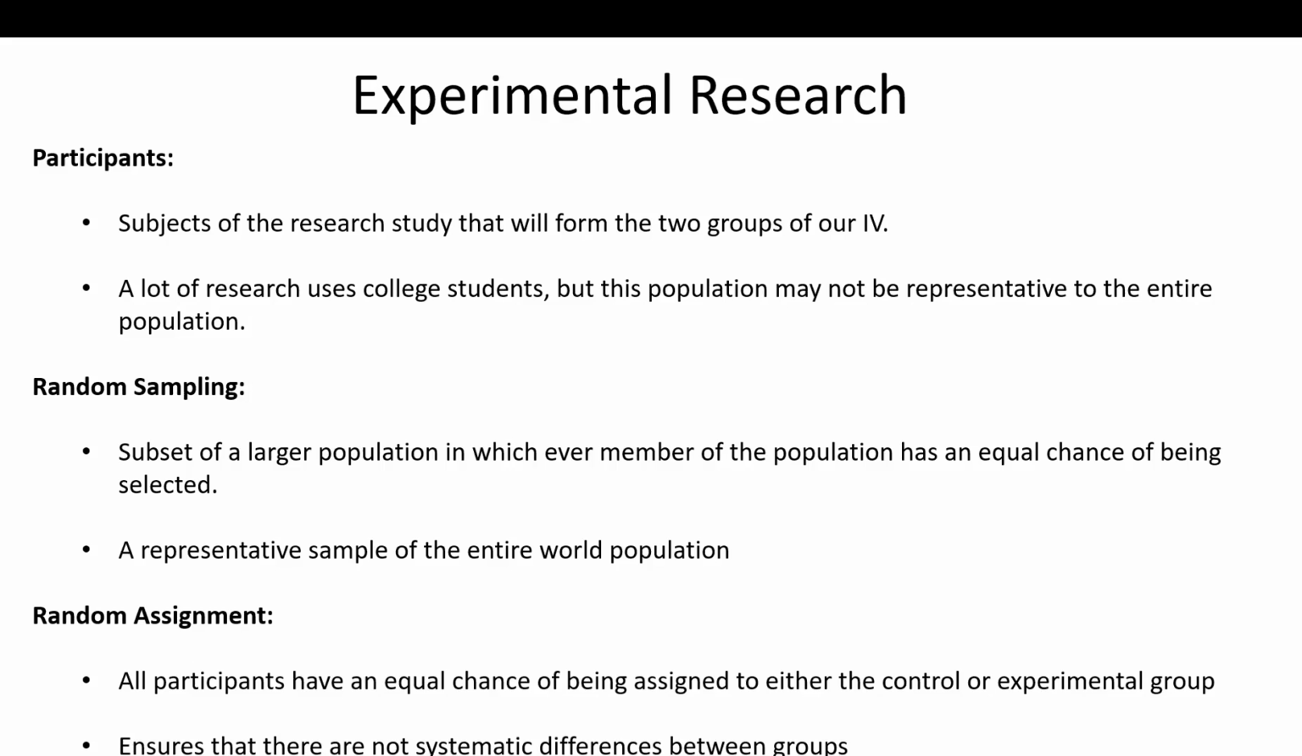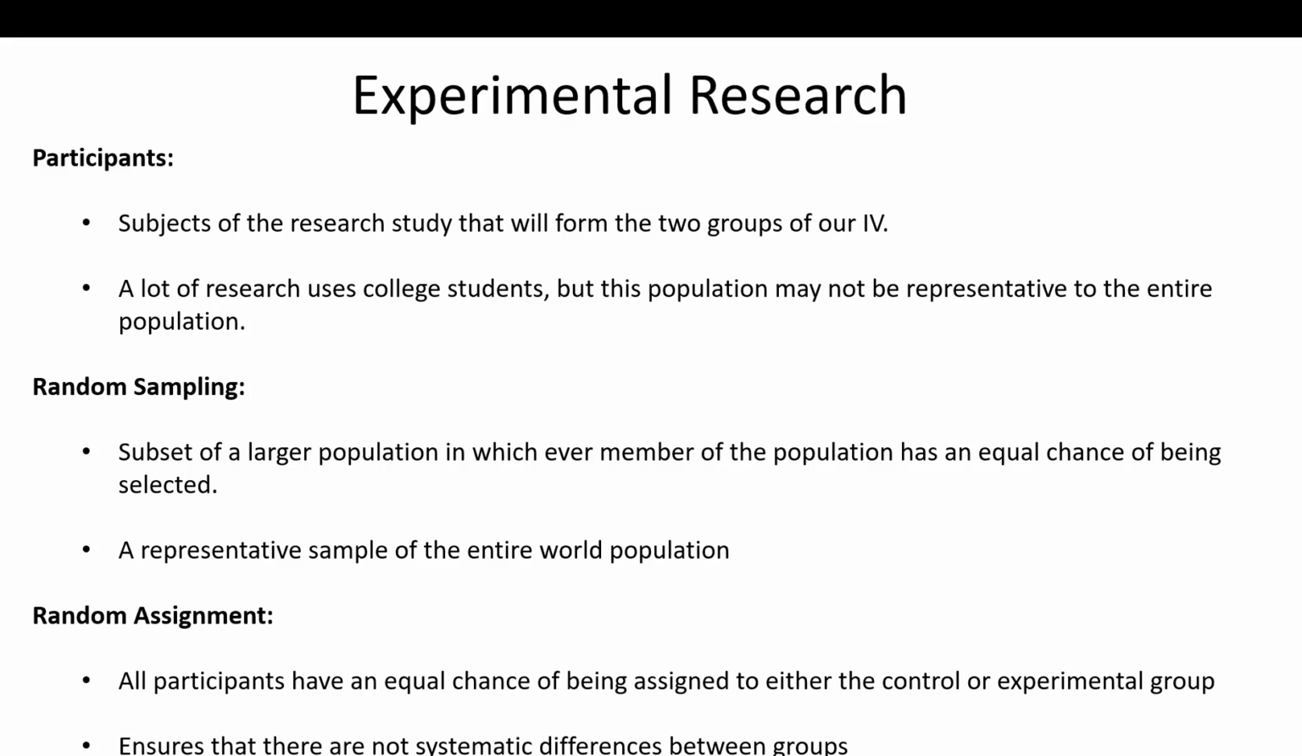And then after we gather a random sample, we want to randomly assign our sample into groups of our independent variable. Random assignment means that all participants have an equal chance of being assigned to either group of the independent variable. So each participant of our sample will be randomly assigned to either the group that studies or the group that doesn't study. And random assignment is very important for research because it makes it unlikely that there are systematic differences between each group.